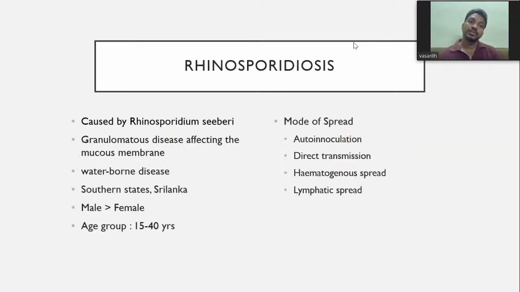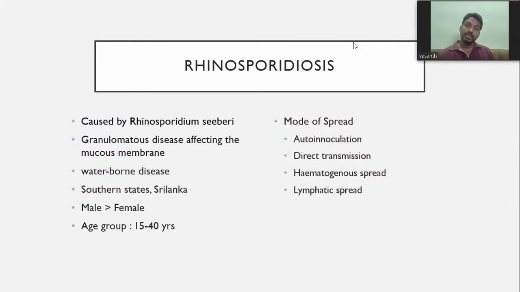So introduction: it's a granulomatous disease affecting the mucous membrane, not only of the nasal cavity; it can affect the oral mucosa also, and even the larynx, the trachea, and the pharynx. It is caused by Rhinosporidium seeberi, which was considered a fungus but is now considered a protozoa, and it is a waterborne disease. Those who take baths in ponds and lakes develop this disease. It is more common in Sri Lanka and the southern districts of Tamil Nadu like Madurai and Ramnad, more common in the male population, and in the age group of 15 to 40.